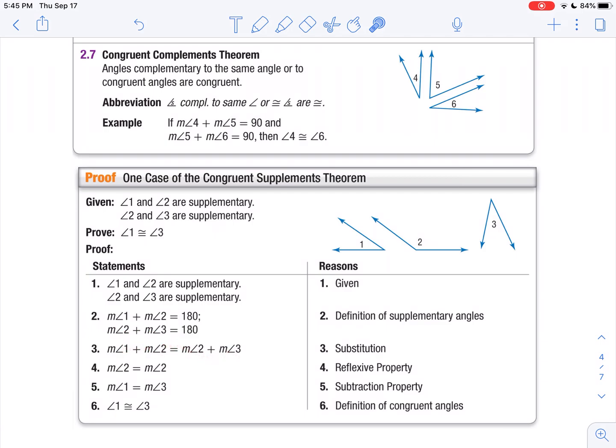Then notice there's the angle 2 on both sides of the equal sign. So we subtract that from both sides, and you get angle 1 is equal to angle 3, and then use the definition of congruent angles to get it back to a congruent sign.